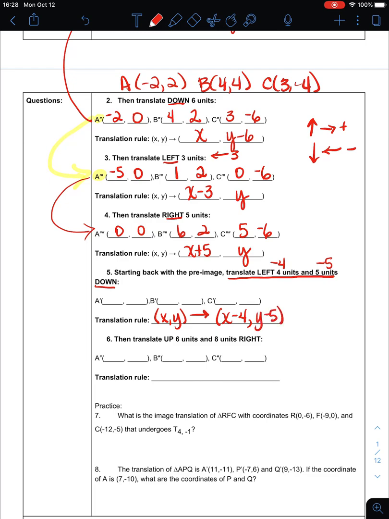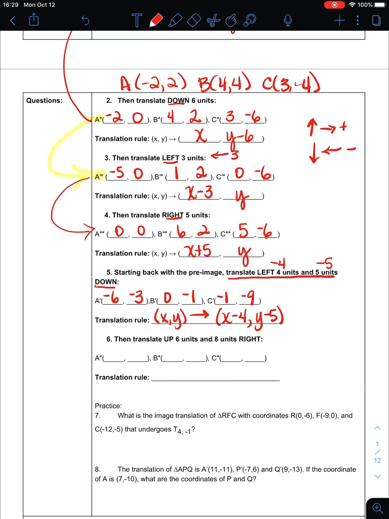So now we can go back to our original and we can perform this translation. So -2 minus 4 is -6. 2 minus 5 is -3. Now for B, 4 minus 4 is 0, and 4 minus 5 is -1. And then C would be 3 minus 4 is -1, and -4 minus 5 is -9.